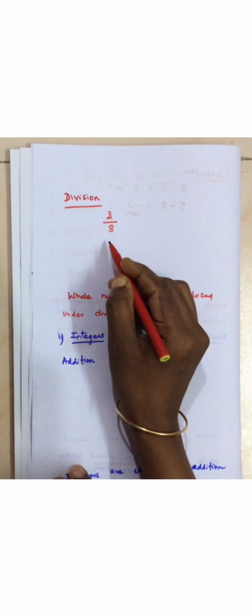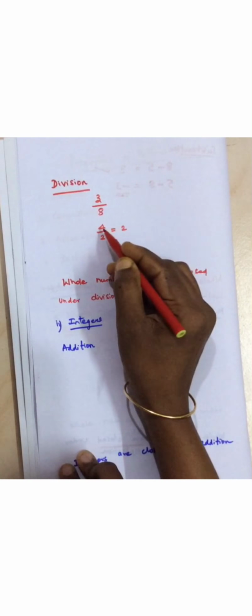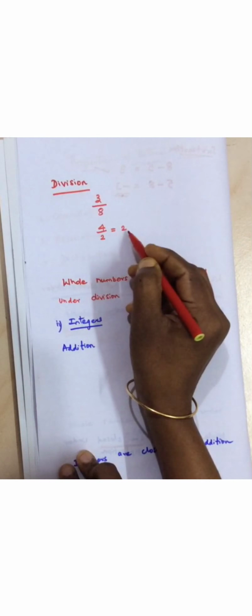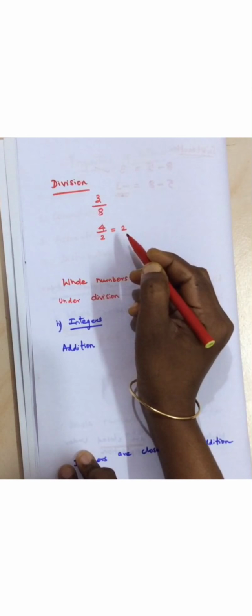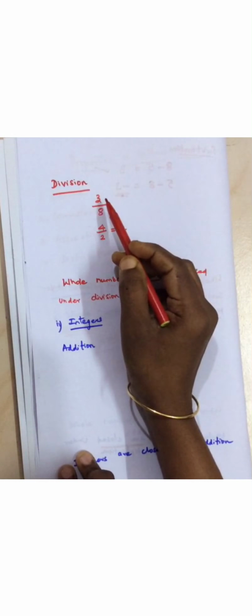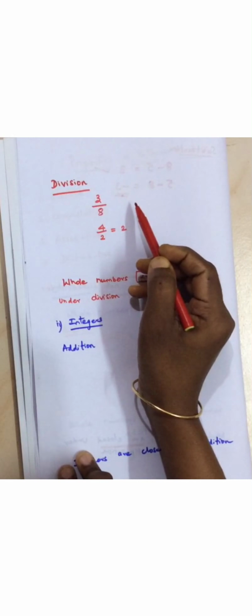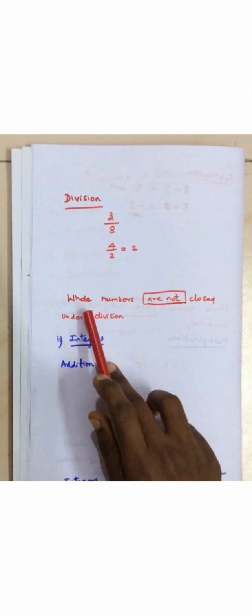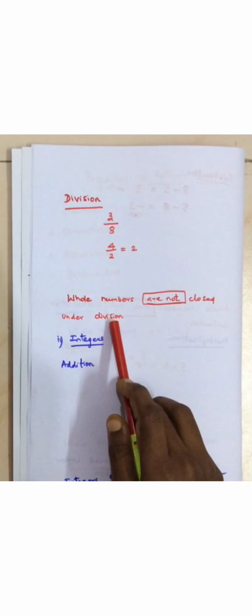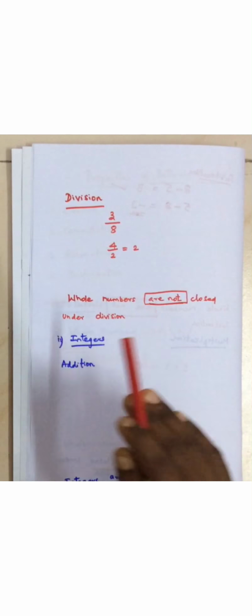If you take a very simple case, 4 divided by 2, the answer will be 2. In this case, 4 is a whole number, 2 is a whole number, and the answer 2 is also a whole number. But it should be satisfied for each and every case. Since for 3 by 8 the answer is not a whole number, we can say whole numbers are not closed under division. So by this we are completing whole numbers.